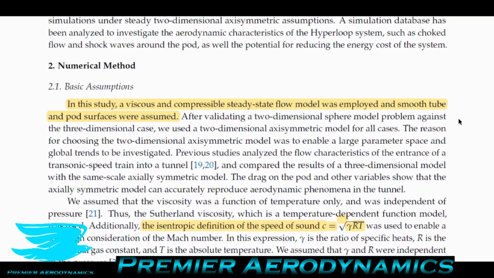So in this study, a viscous and compressible steady state flow model was employed and smooth tube and pod surfaces were assumed. So what this means is the Mach number is above 0.3, which is the approximate rule of thumb that we say above that, the flow is compressible, which means that the density of air can change. Below that, we assume that density of air doesn't change with respect to velocity. However, it does to some extent. Once you reach Mach number of 0.3, it's about a 2% compression that you'll get. But we assume that that's okay. We can live with that, but it depends what your requirements are.